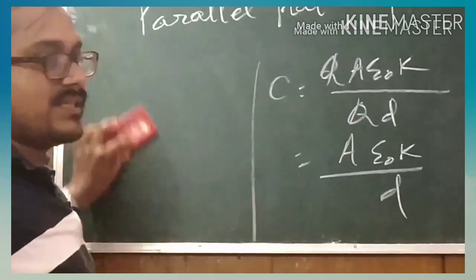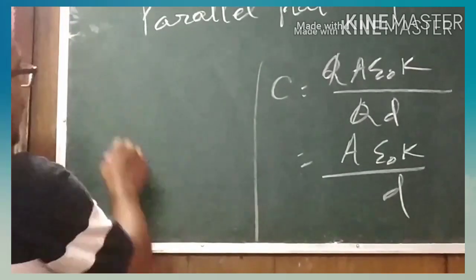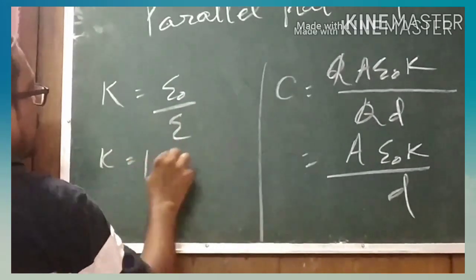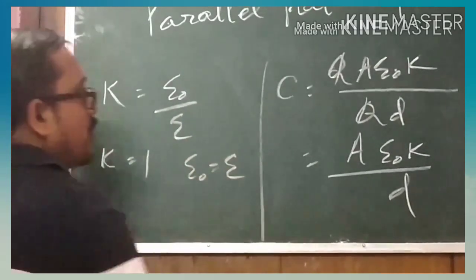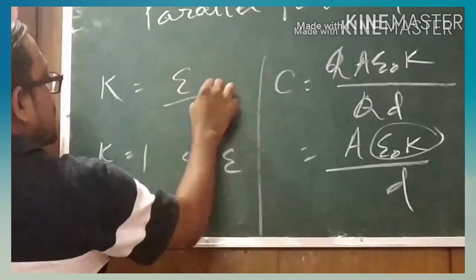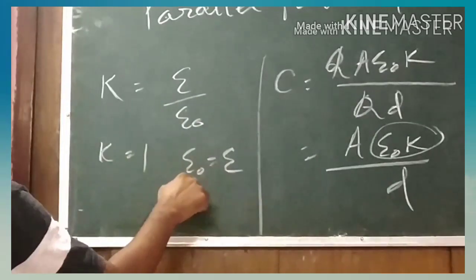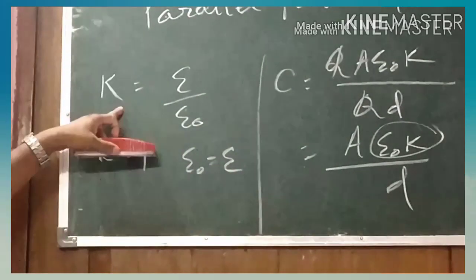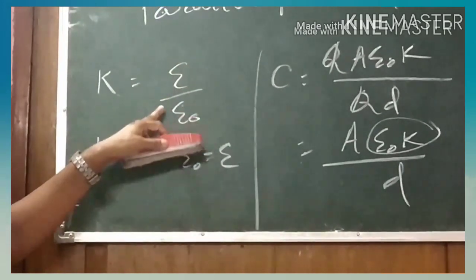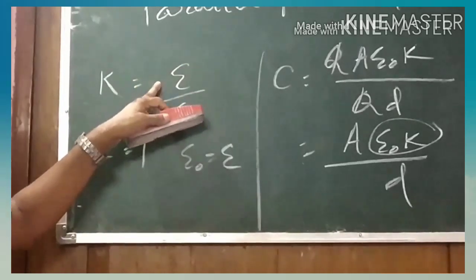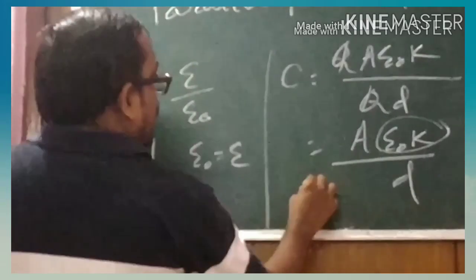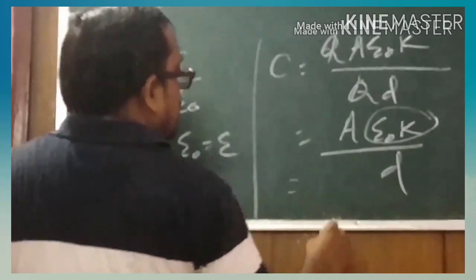We know that epsilon 0 K represents the permittivity of the medium, epsilon. When K equals 1, epsilon 0 will be equal to epsilon. That means the dielectric constant is the ratio of the permittivity of the medium to the permittivity of the vacuum.